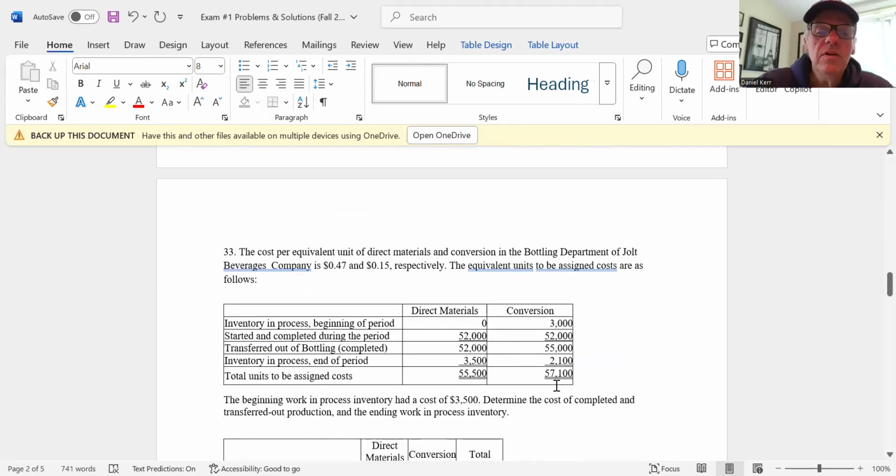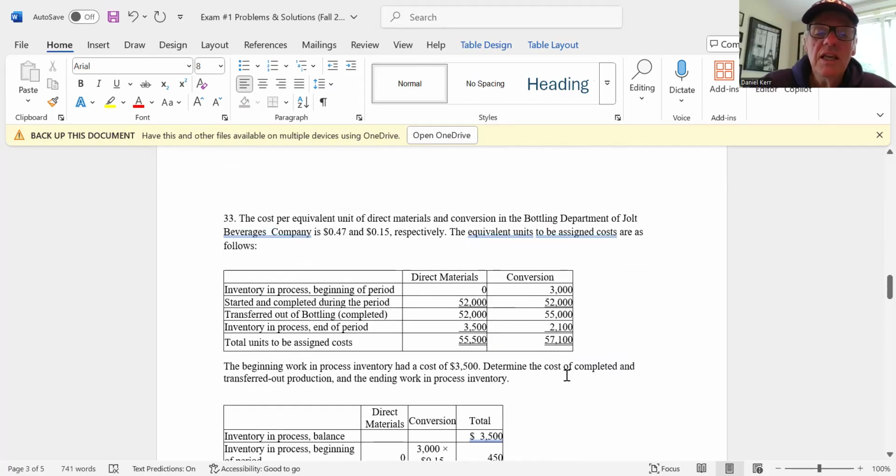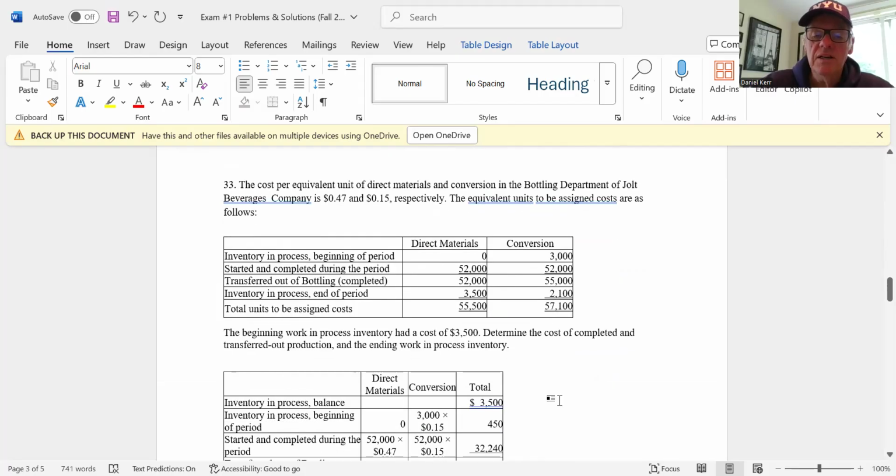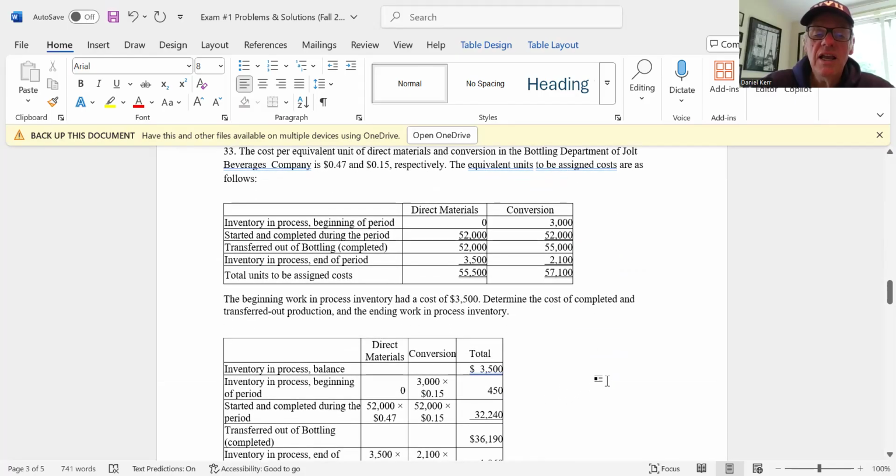Third one had to do with equivalent units. The equivalent units to be assigned costs are as follows. They've actually made this simple for you. We actually gave you the equivalent units, and they told you that the beginning work in process was 3,500. Determine the cost of completed and transferred out of production and the ending work in process inventory. So what you needed to do here is consider the beginning inventory and then the additional work needed to finish the inventory. Remember, inventories are fully complete with regard to materials, but they were not fully complete with regard to conversion costs. So you have to figure out how much cost was incurred to get the inventory ready for sale.